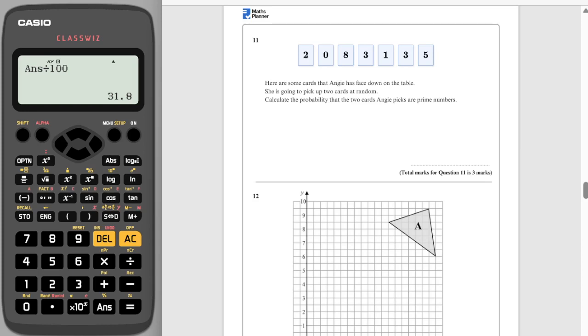So the prime numbers we've got are 2. 0 is not a prime number. 8 is not prime. 3, 3, and 5. So we've got 4 prime numbers the first time we pick. So the probability of picking a prime number the first time is going to be 4 out of the 7 cards. And then the second time we've only got 3 now, assuming one was picked the first time, and we've only got 6 cards now. So if we cancel that fraction down before we multiply, 2 and 3, 3 and 3, all we're left with is 2 over 7.